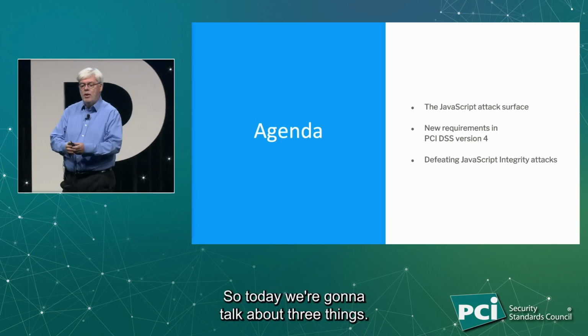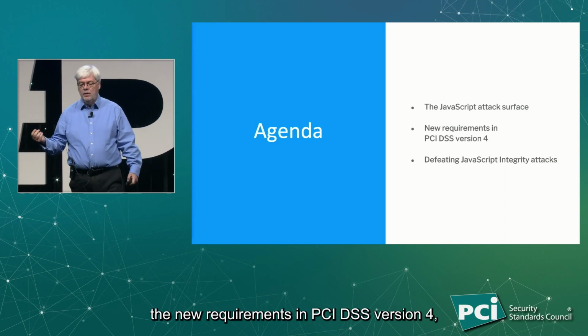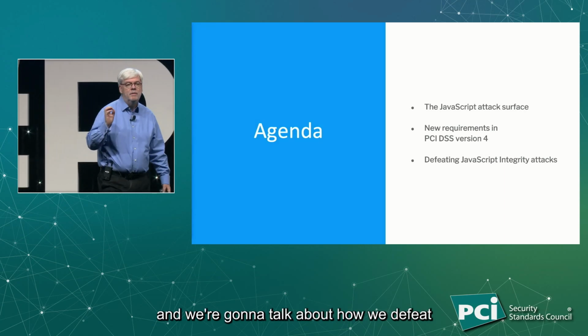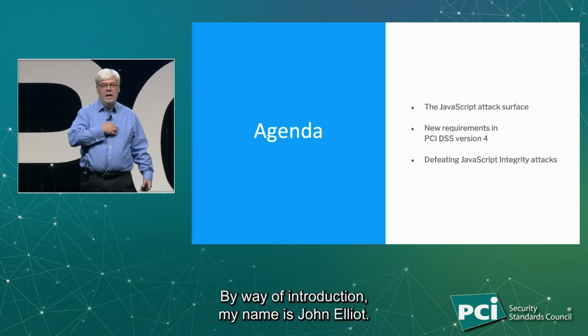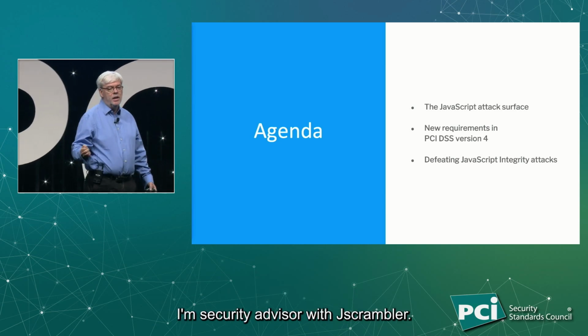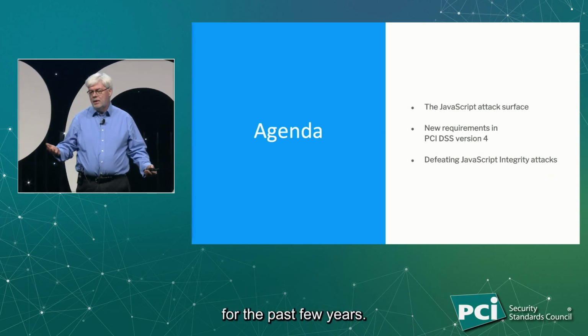So today we're going to talk about three things. We're going to talk about the JavaScript attack surface, the new requirements in PCI DSS version 4, and how we defeat e-com scripting attacks. By way of introduction, my name is John Elliot. I'm a security advisor with Jscrambler, and before that, I've done a lot of things in PCI for the past few years.